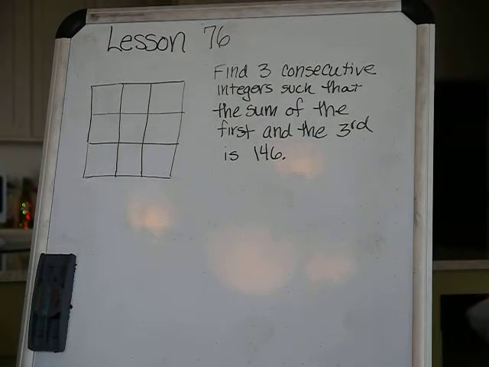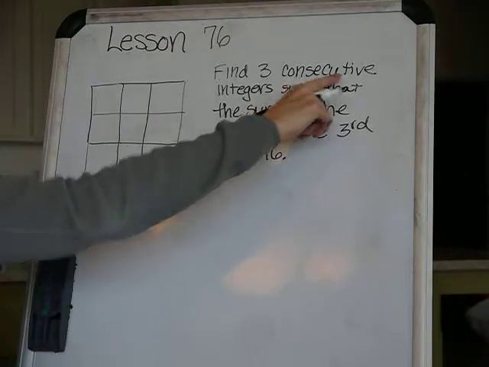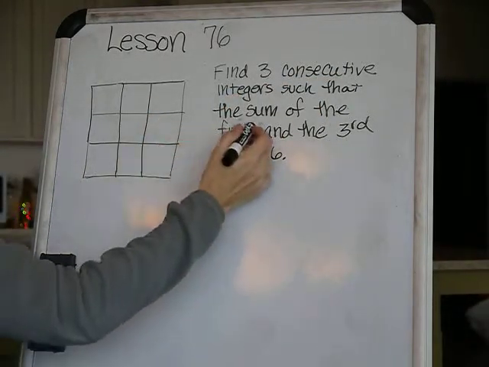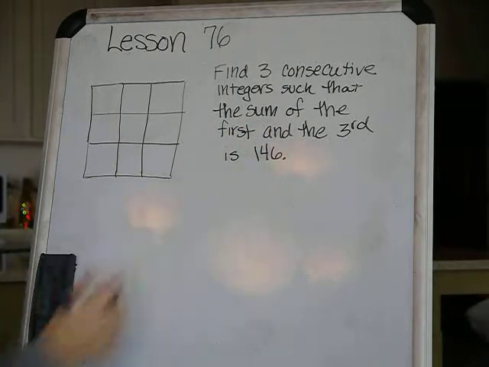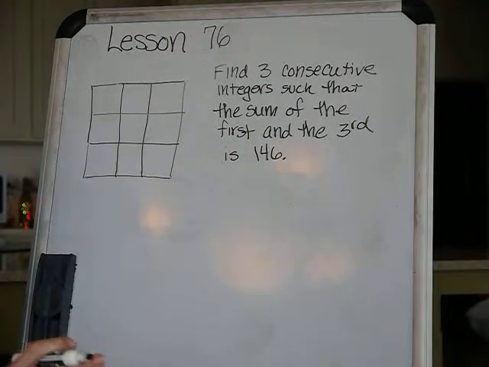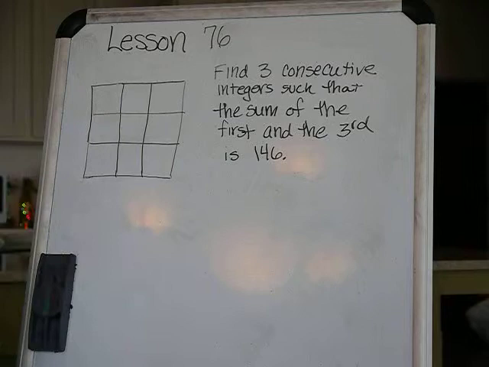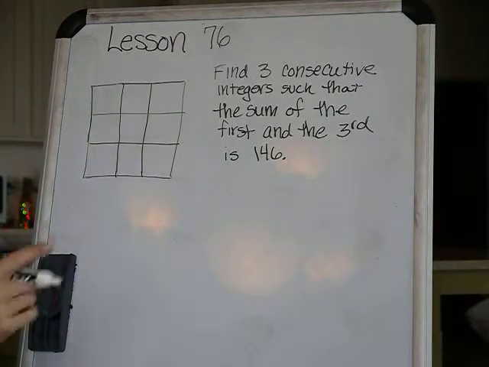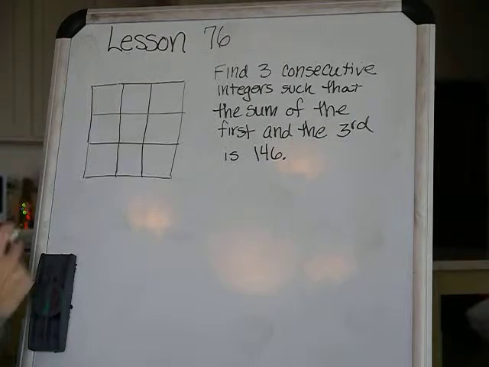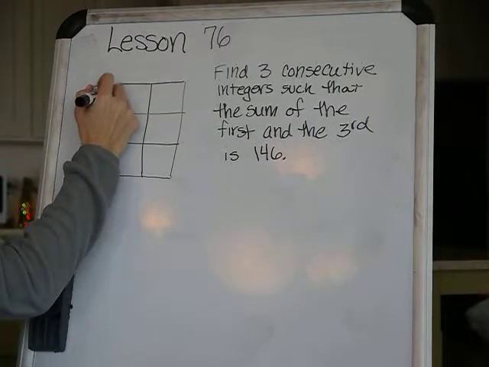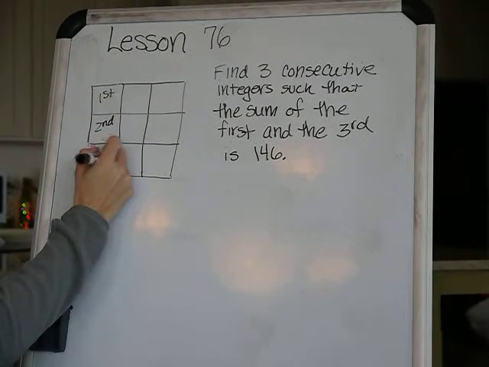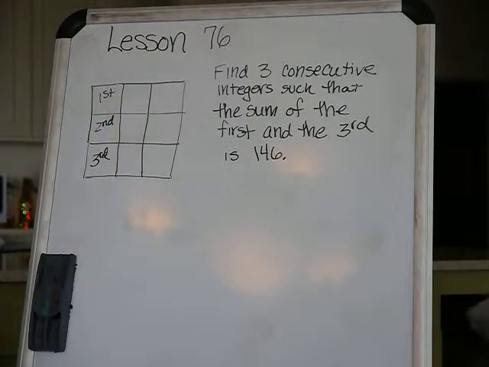Now we're going to find 3 consecutive integers such that the sum of the first and the third is 146. Ready? It's hard. So here's what we're going to do. In your box here, here's our first integer, here's our second integer, and here's our third. We're looking for 3 numbers.